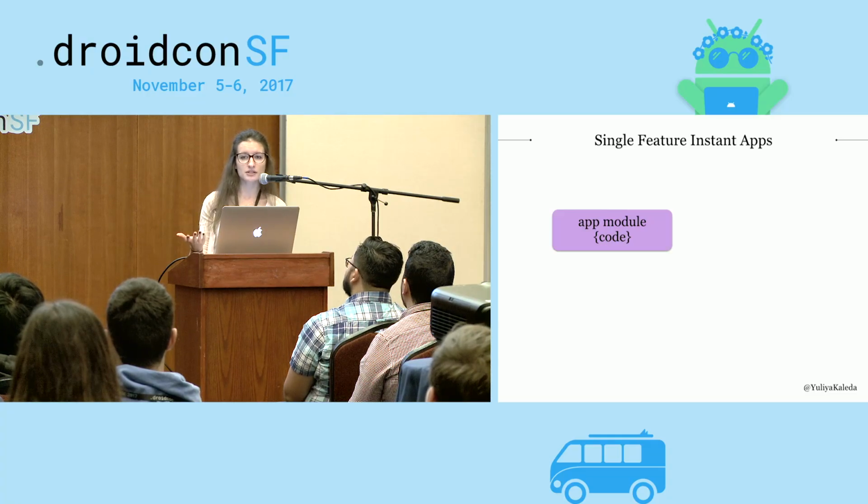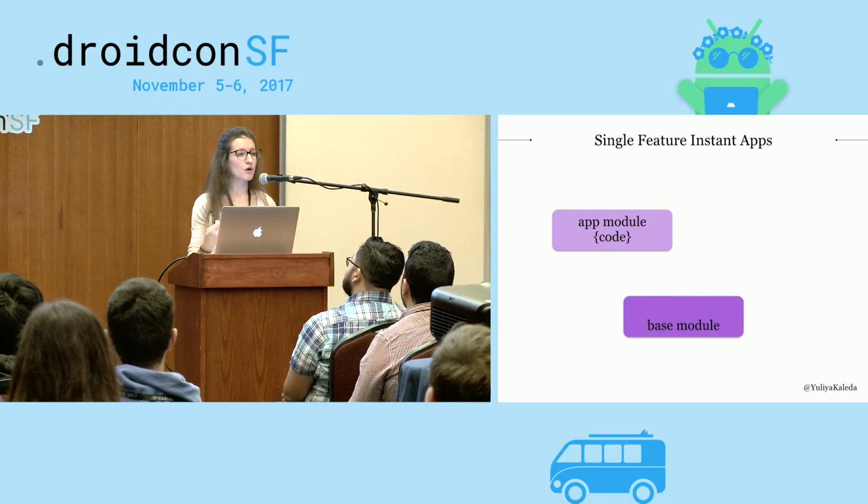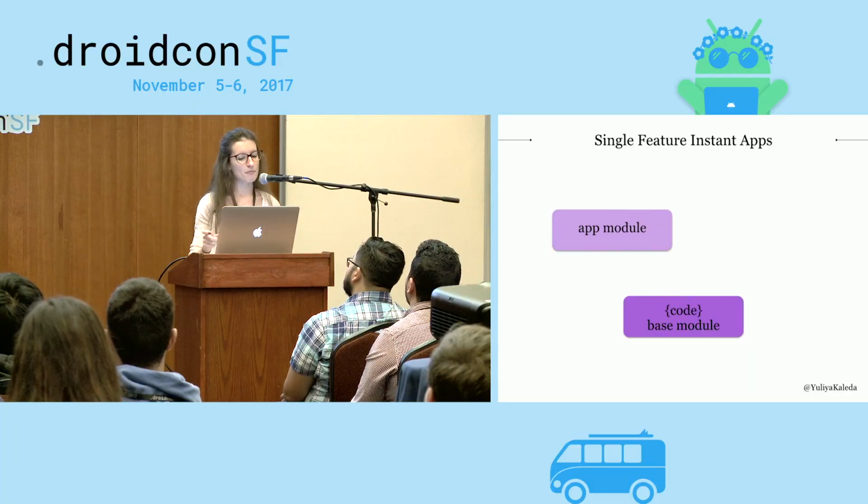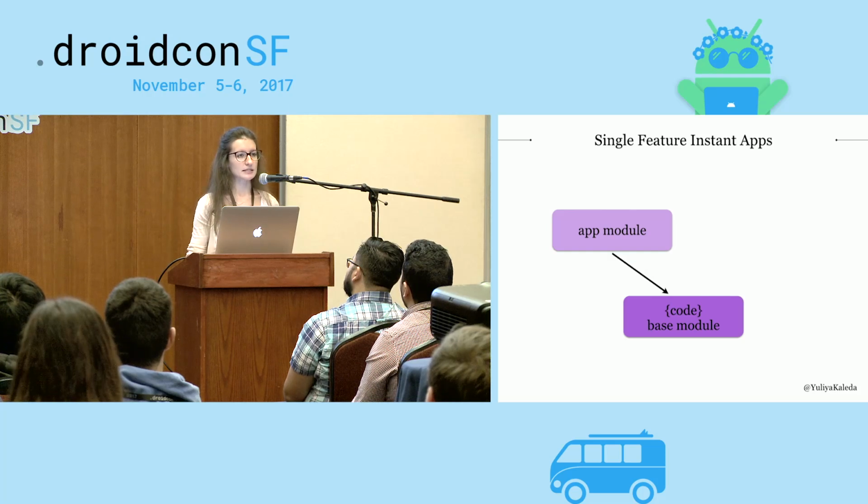So when you decide to build an instant app, the first thing you have to do is to add a new module to your project. So you have to add a base module. Then you have to move all of the code from the app module to the base module. So currently our app module is empty. It doesn't have any resources or source files. Everything is relocated to the base module. Then we have to provide the dependency of the app module on the base module.